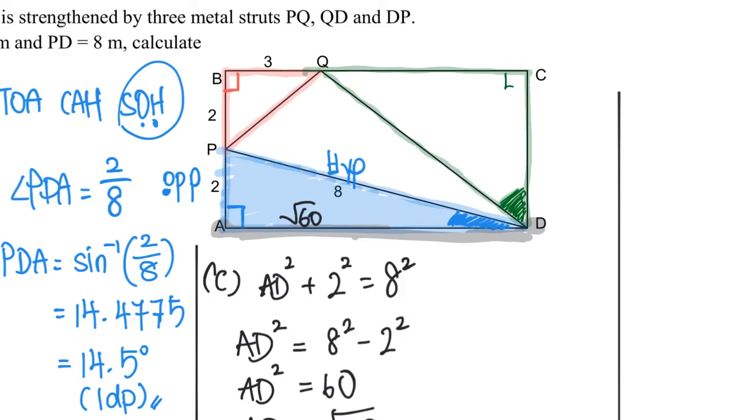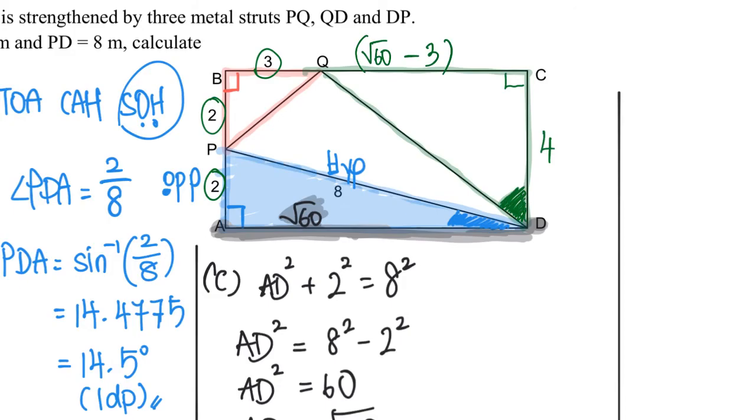Another right angle triangle, and because it is a rectangle, 2 plus 2, 4. This whole thing, AD, is square root 60. That means my QC is actually square root 60 minus my 3, because the whole thing BC is square root 60.